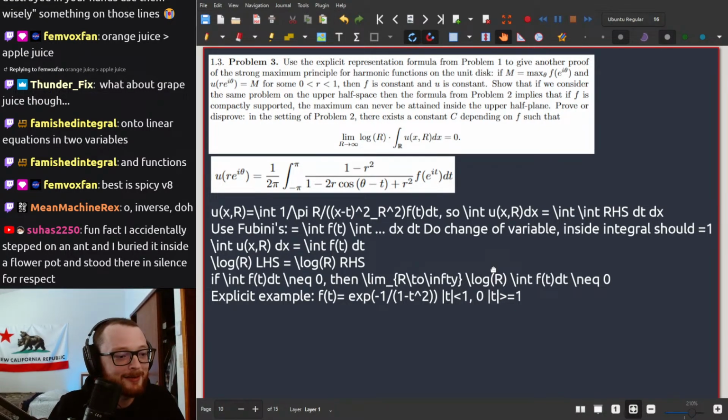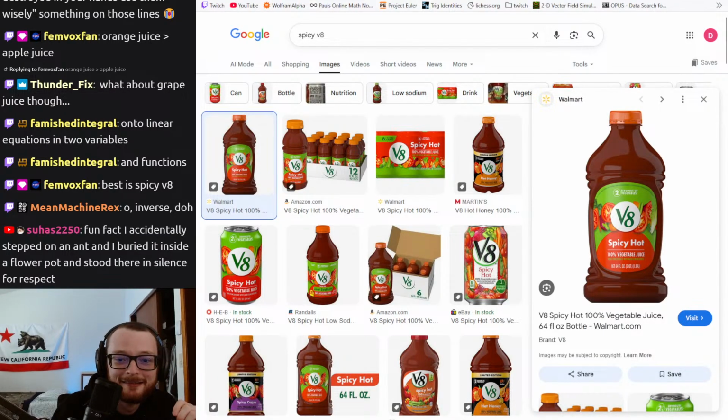Spicy V8? That sounds gross. I had never heard of that. Spicy hot vegetable juice. Maybe that'd be okay. I guess this base looks like salsa. I guess that's blended more.